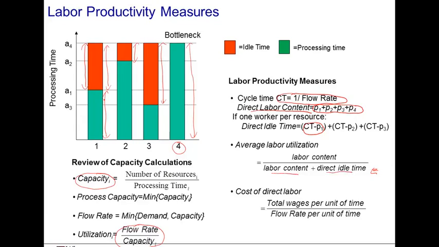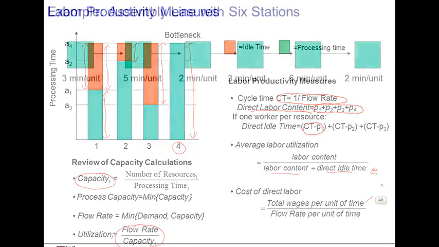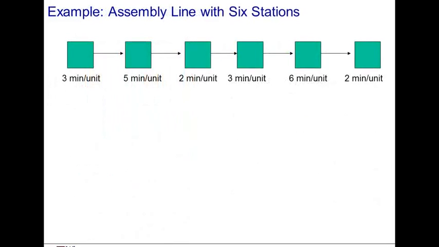Finally, we define the cost of direct labor as a ratio between the total wages per unit of time, for example, for workers times the hourly wage rate, divided by the flow rate per unit of time. To practice our new definitions, consider the following example.